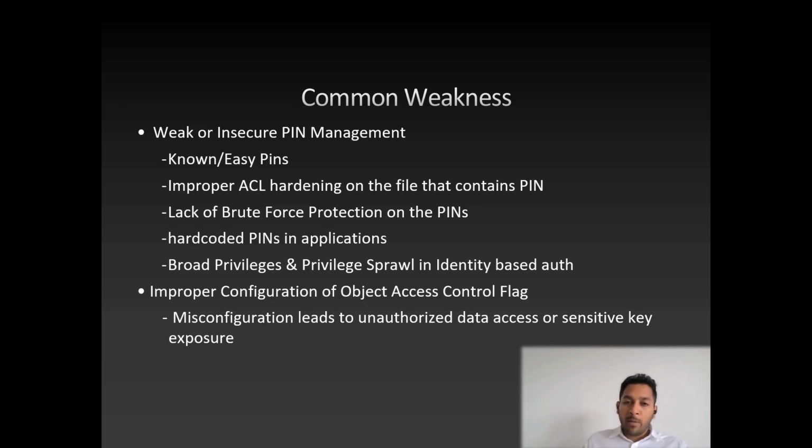The other common weakness is broad privileges or privilege sprawl. Over time, you will add more applications under the same user, and you lose track of it, and that leads to privilege sprawl. Applications that are not supposed to have access to the slots will have access because you are adding these applications under the scope of one user. Another important misconfiguration is the object control flags. If you don't properly set these flags, it leads to catastrophic incidents because these flags define what operations you can do on a specific object.